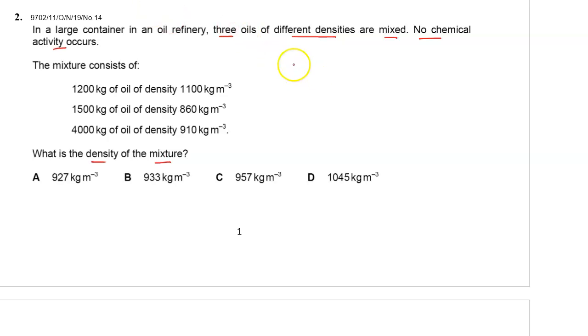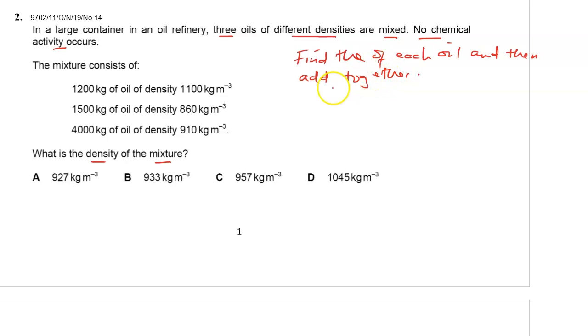Of course, to answer this question, first find the volume of each of the 3 oils, and then add the volumes together to know the volume of the mixture. So for the first oil, the volume is mass divided by density.